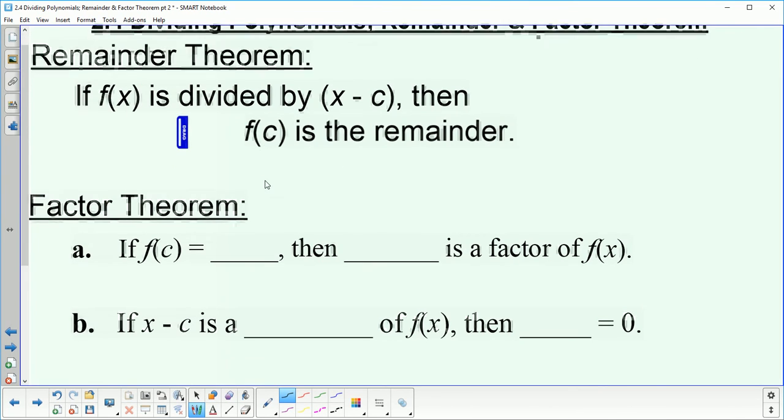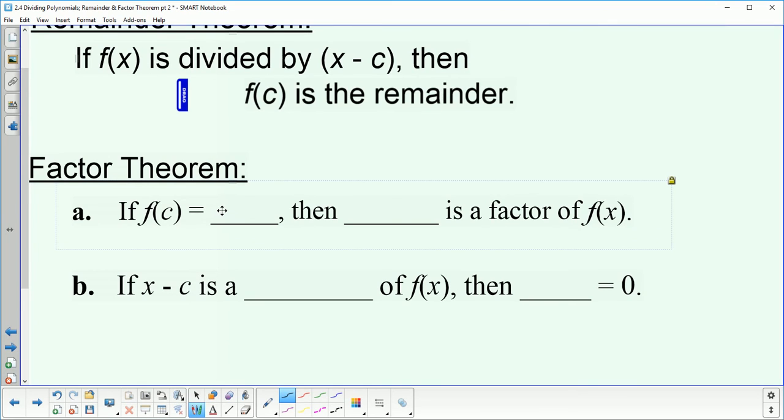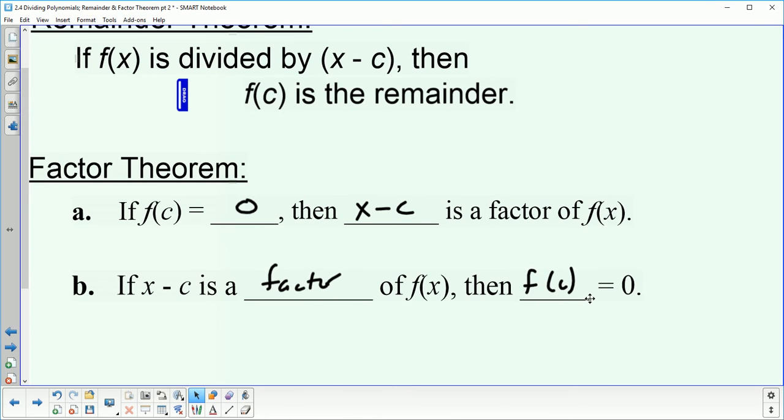Now the factor theorem: if f of c equals 0, then x minus c is a factor of f of x. So if we use the remainder theorem, plug in c and we get 0, that tells us x minus c is a factor of f of x. And the opposite is also true. If x minus c is a factor, then f of c must be equal to 0.